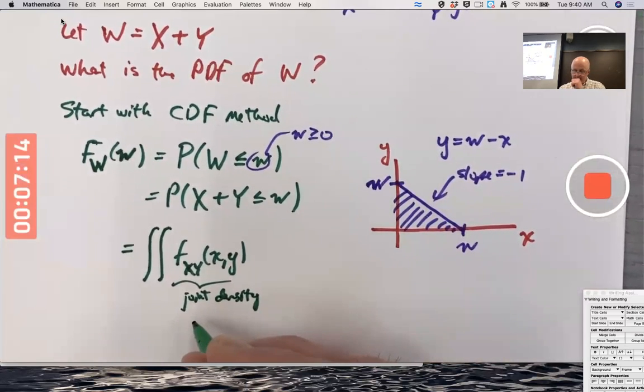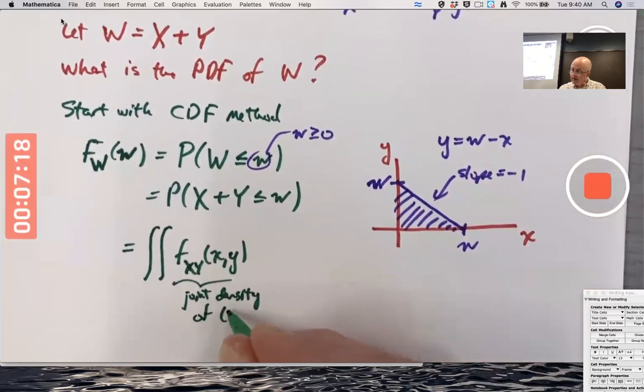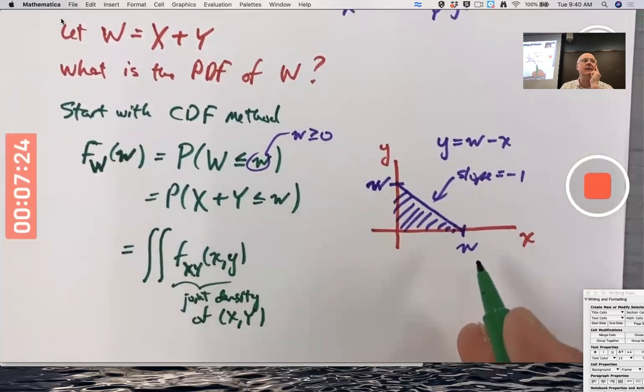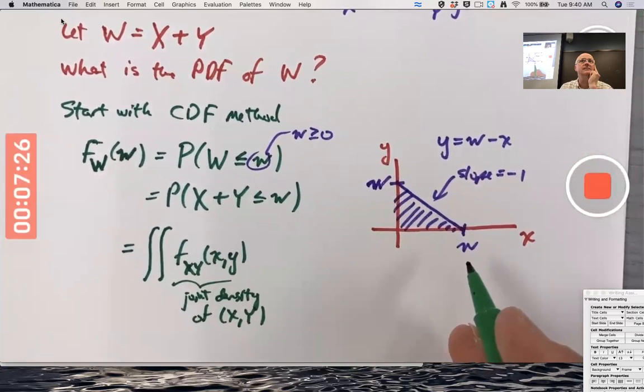This is the joint density, excuse me, of the bivariate random variable xy. I'm not integrating over a rectangle here. I'm integrating over a triangle. Now, again, a few of you probably have not had multivariable calculus. It's okay. I think we can still talk about this.